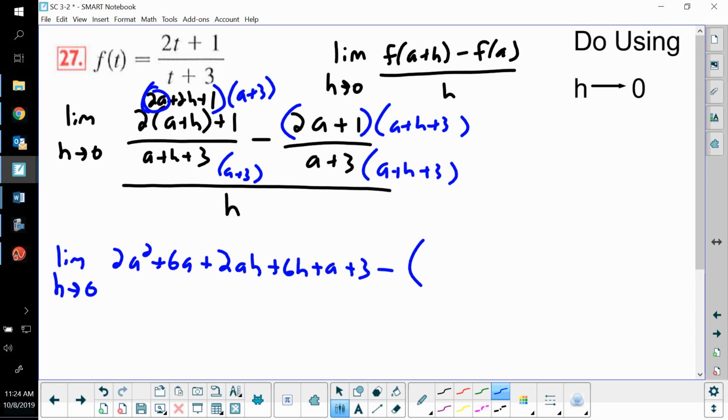Minus, start a parenthesis, okay, because we're going to have a whole bunch of stuff in there. We'll distribute the 2a to get 2a squared plus 2ah plus 6a. Distribute the 1 to get a plus h plus 3.